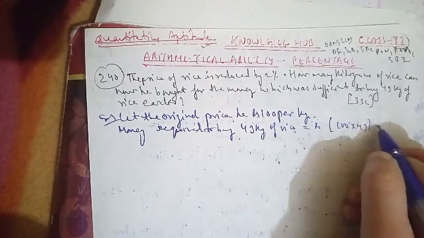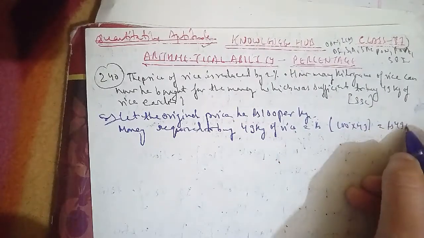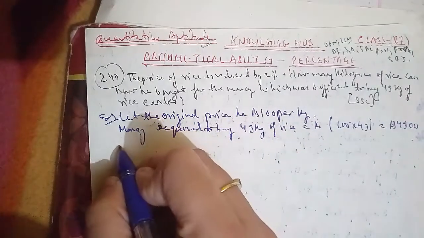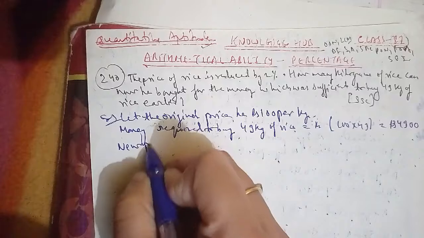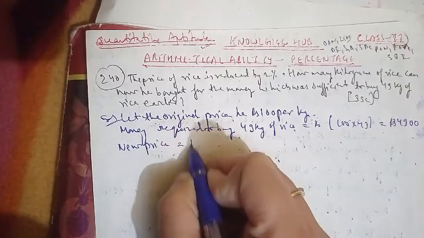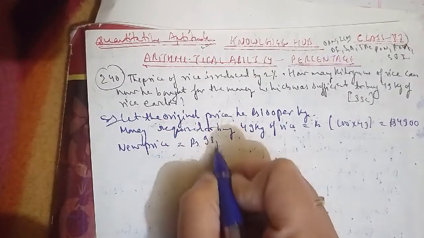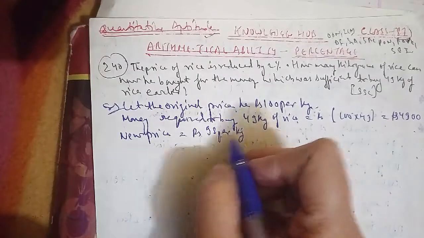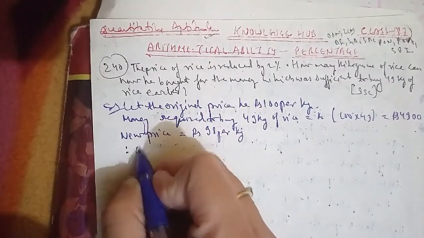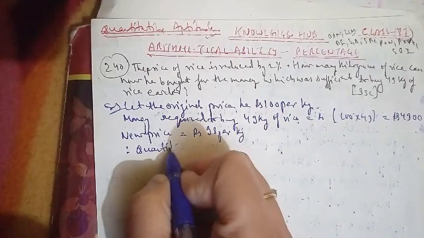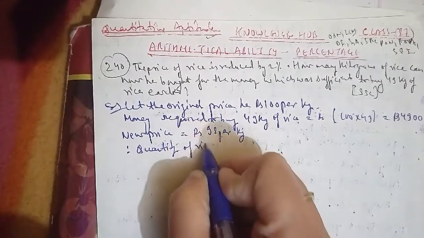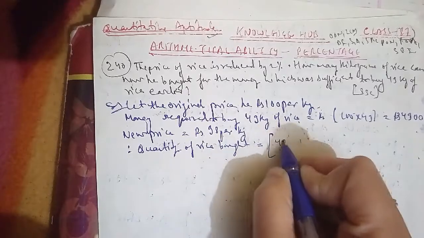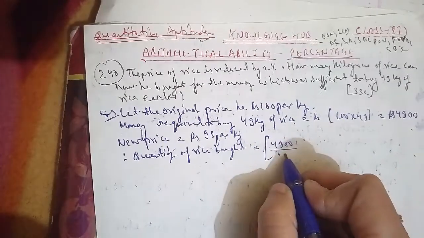New price is rupees 98 per kg. Quantity of rice bought equals 4900 upon 98 kg, which equals 50 kg. That we have as the answer. Now we go ahead for the next.